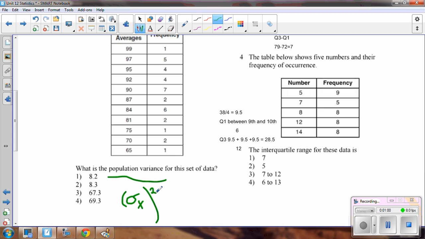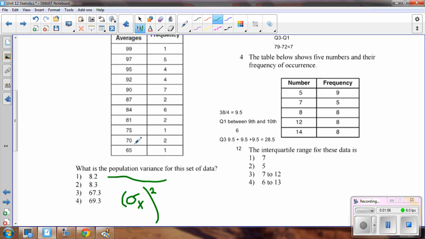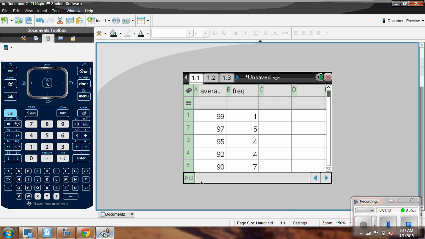So just to shorten the amount of time that we spend here on the video, I preloaded this information into a list called averages, and this information into a list called frequency in your calculator. So if you come here in this document, I have the averages listed and the frequencies listed, and you can see that there are 11 different categories of averages with their frequencies.